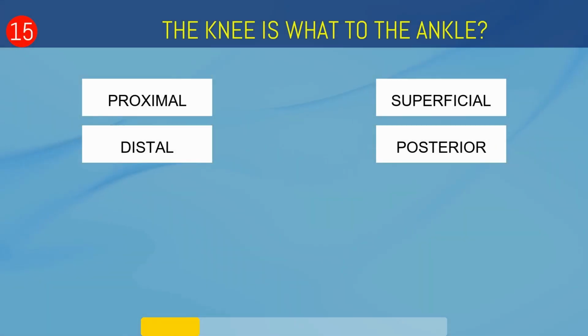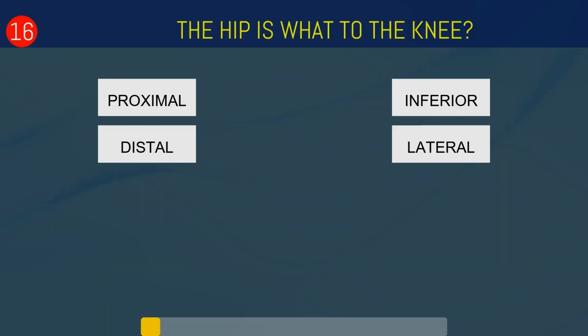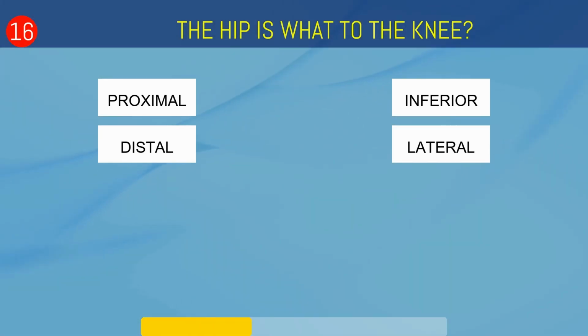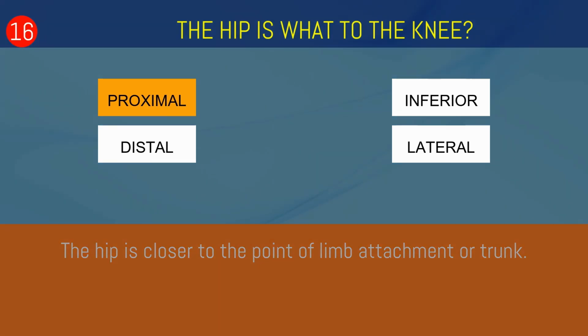The knee is what to the ankle? Proximal, distal, superficial, or posterior? Proximal. The knee is closer to the point of limb attachment or hip. The hip is what to the knee? Proximal, distal, inferior, or lateral? Proximal. The hip is closer to the point of limb attachment or trunk.